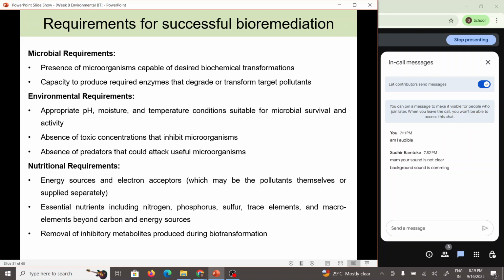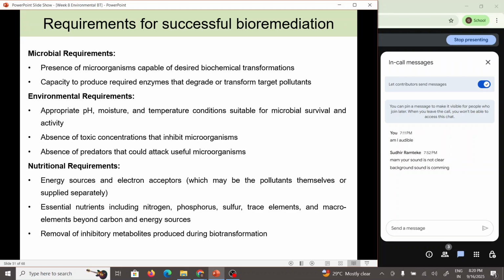So the first nutritional requirement is the energy source and electron acceptors, which may be the pollutants themselves or they should be supplied separately. So that we have to take care of depending on the metabolic potential of the microorganism and the resources present in the contaminated site. The next is the essential nutrients, including nitrogen, phosphorus, sulfur, trace elements, and macro elements beyond carbon and energy sources. And the last nutritional requirement is the removal of inhibitory metabolites produced during biotransformation.